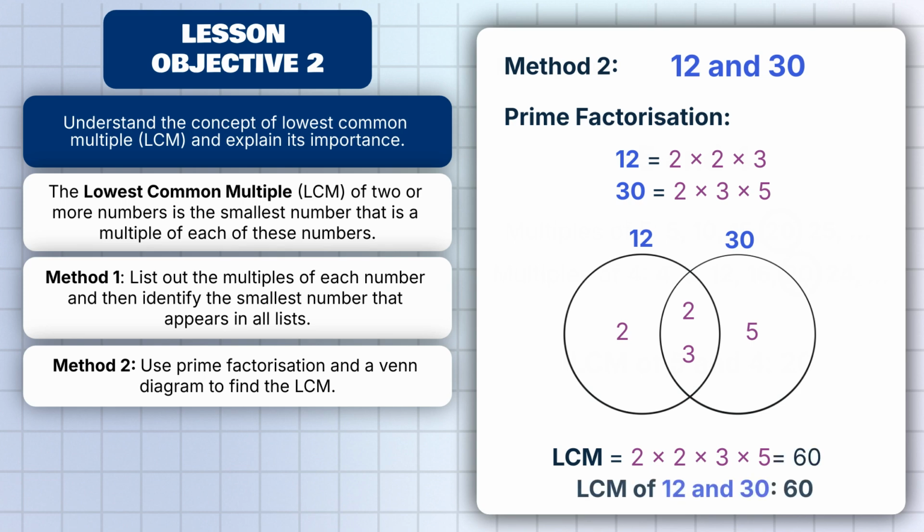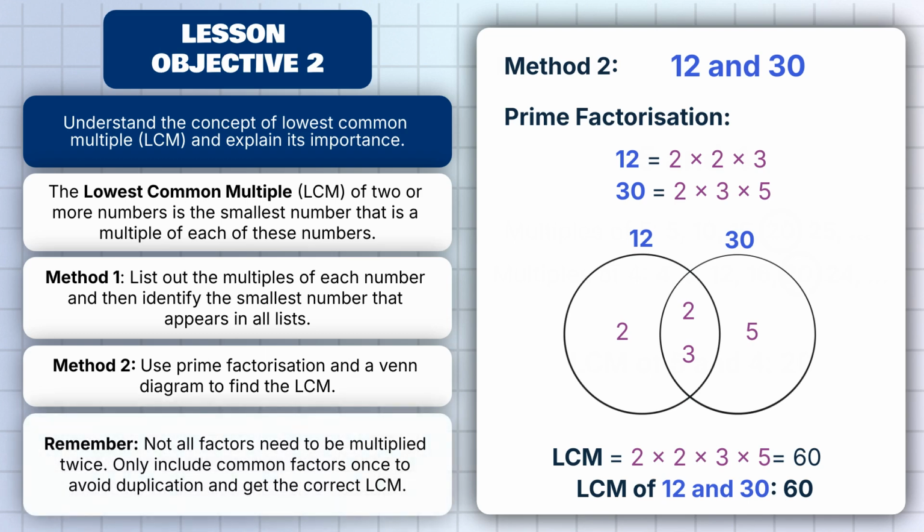So the LCM of 12 and 30 is 60. By using these two methods, you now have multiple strategies to find the LCM of any set of numbers. Choose the method that feels more intuitive for you. Remember, not all factors need to be multiplied twice. Only include common factors once to avoid duplication and get the correct LCM.